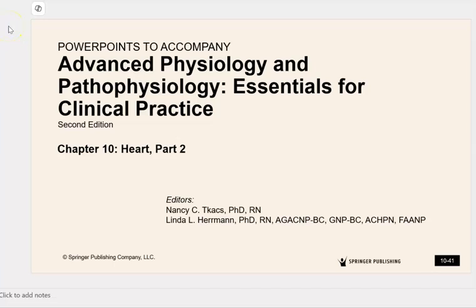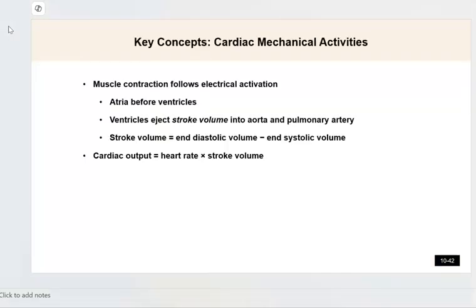So we're going to start part 2 of the heart. In the last 2 videos we discussed some general concepts of the heart and what they wanted us to know about the electrical system of the heart. Now the next section in the book includes a couple of the concepts that we have talked about already.